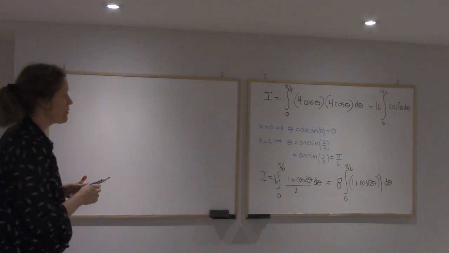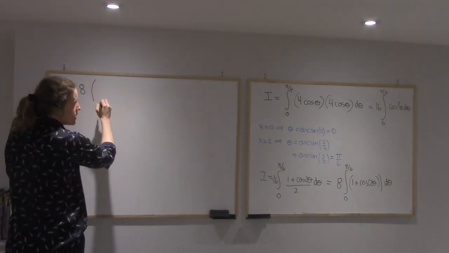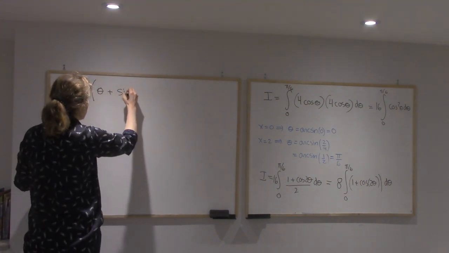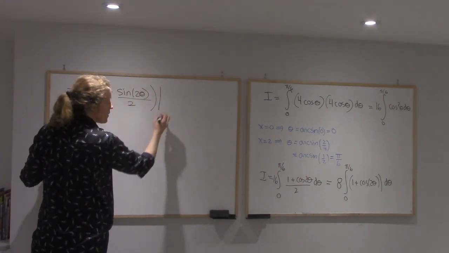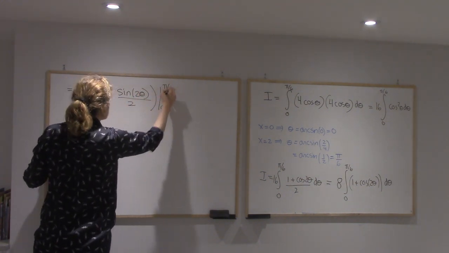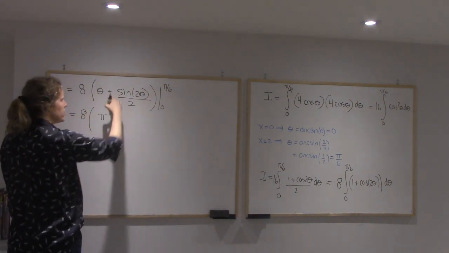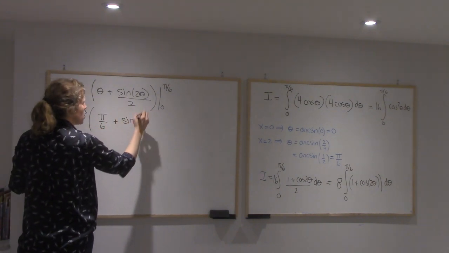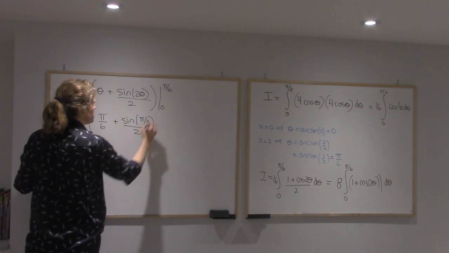And now we can integrate everything that's left. We get 8 times theta. The integral of cosine is sine, but because I have a 2, I need to divide by 2, from 0 to pi on 6. So I get 8 times, if I plug in pi on 6, I get pi on 6 plus sine of pi on 3 divided by 2.